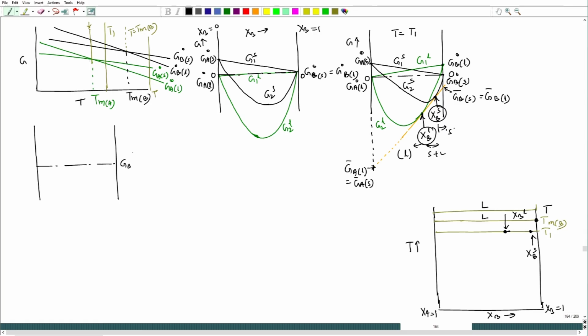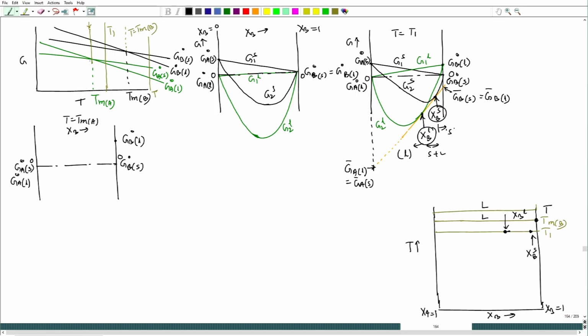This is G B not solid here, and this is G B not liquid at T equal to T m A. You see the relative positions of the pure metal free energies. Okay. And this will be G A not solid as well as G A not liquid, and this point is 0, this point is 0.